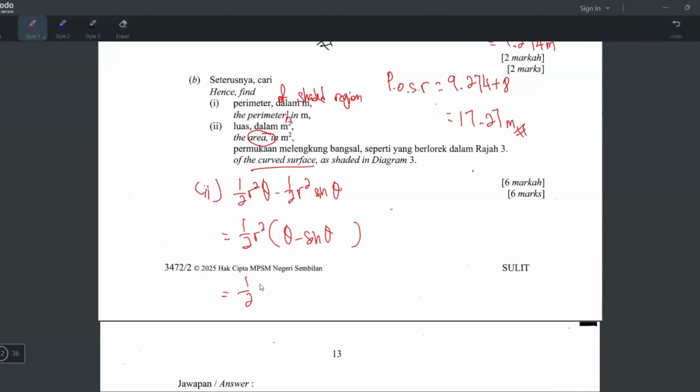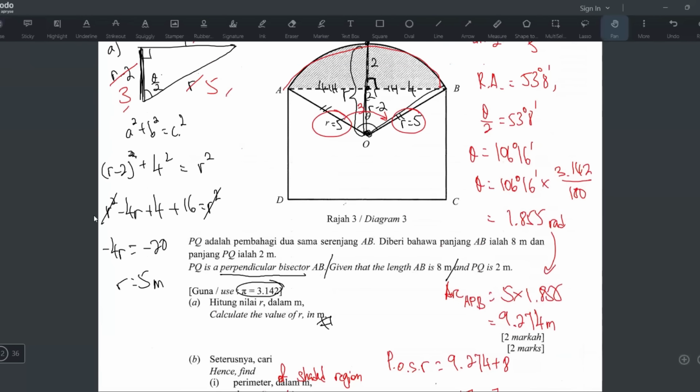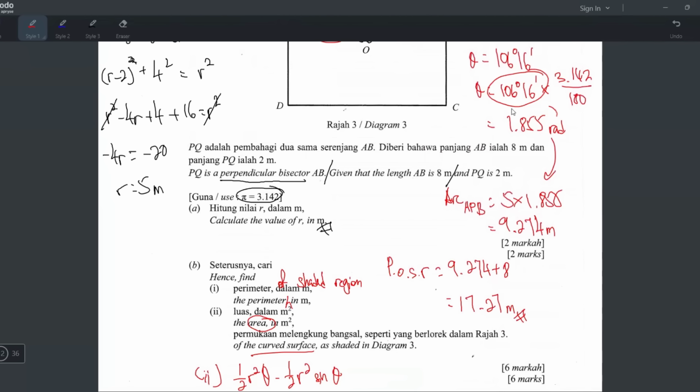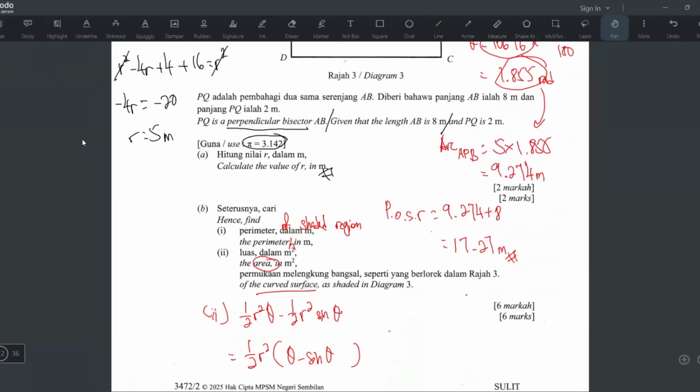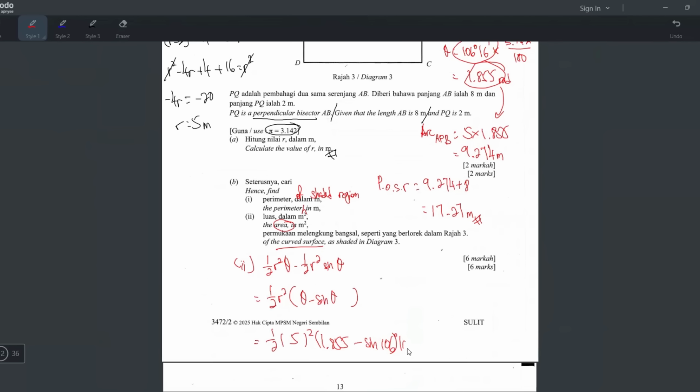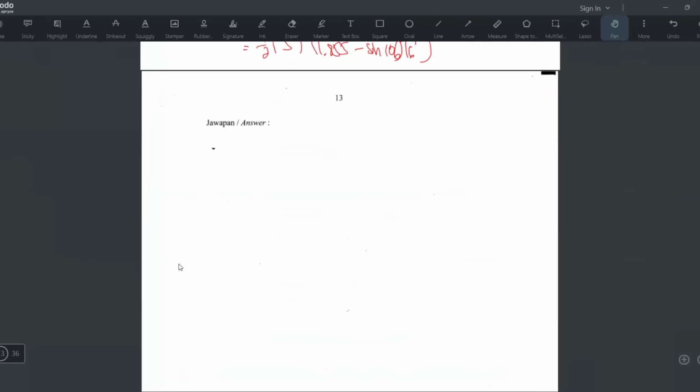Now you just sub the r and the theta inside. The radius r will be 5. And then the theta will be this one, right? But you have to make sure this theta you sub in radian first. This one is in radian. The one with sine, that one has to be in degree. So the theta in radian is 1.855 minus sine theta, this one is to be in degree, 106 degrees 16 minutes. It means these two theta are the same angle. It's just a different unit. One in degree, one in radian.